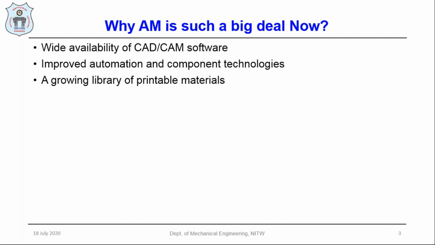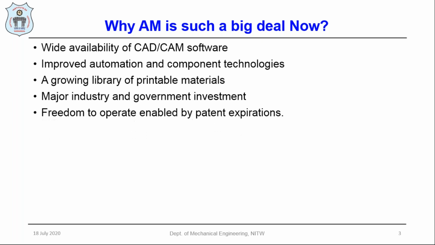Earlier we had only very specific materials. Now the library of printing materials keeps on increasing because many researchers are trying to develop new materials. The industry partners and the government are investing a lot of funds to develop new additive manufacturing technology, and there is the freedom to operate enabled by patent expirations.